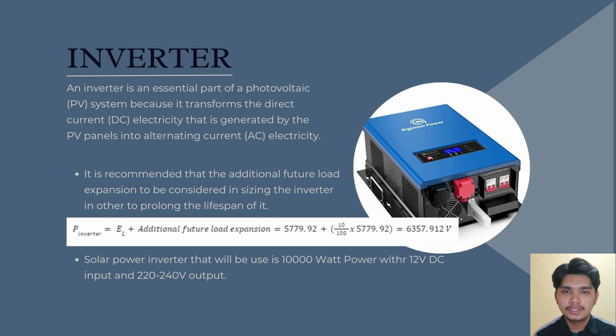Next is the inverter. The inverter is an important component of a PV system because it converts the direct current electricity generated by the PV panels into alternating current. Sizing an inverter can be challenging because some appliances require more power when turning on than their rated power. To ensure the longevity of the inverter and to prepare for future load expansion, it is recommended to consider future load expansion when sizing the inverter. In this case, it is assumed that the solar power inverter that will be used is 10,000 watts with a 12 volt DC input and 230 volt AC output.